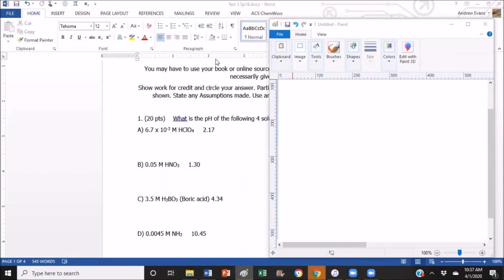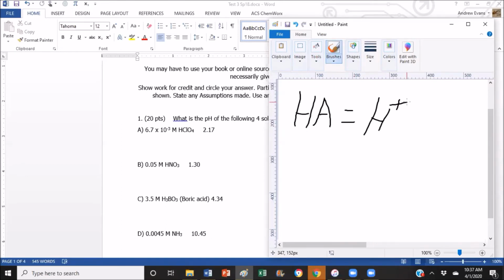You want to look and see whether it's a strong acid or a weak acid, and that's going to determine how we treat it. For a strong acid or strong base, we can do this. Step 2 for a strong acid: you say HA equals H plus. For a weak acid, we have to say H plus equals the square root of HA times Ka.